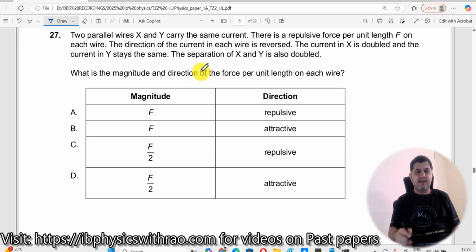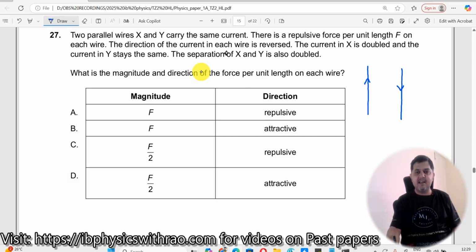Question number 27. Two parallel wires X and Y carry the same current. There is a repulsive force per unit length F on each wire. So when can the force be repulsive? When you have one current like this, other current like this, definitely there will be a repulsive force. This is known to us.